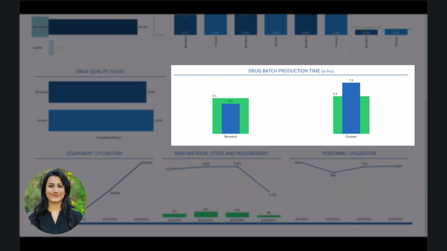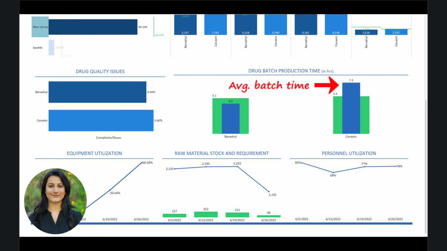The next visual shows batch production time. Covaxin batches are taking around 7.3 hours instead of the expected 5.4 hours. This is nearly 2 hours longer. This extra time directly slows down overall production.